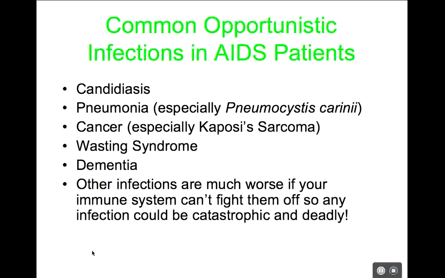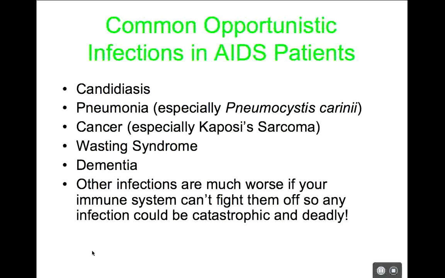Cancers, of course, especially Kaposi sarcoma. I told you about Kaposi sarcoma, that cancer of the endothelial cells, the inner lining of the blood vessels. Extremely rare in a healthy individual, it's almost always seen in AIDS patients now.